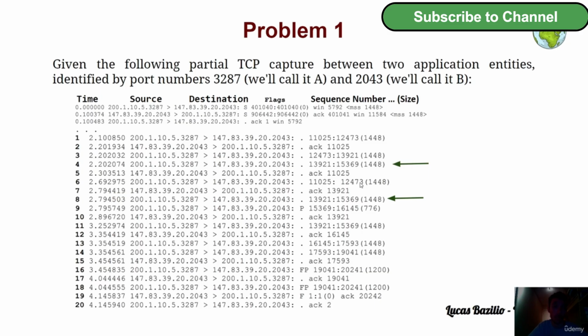So we are on the application A. We are on the machine A, that is, this machine A that is performing this trace, this TCP dump and this TCP capture. Whenever we see repetitions, it is because we are on the sender side.